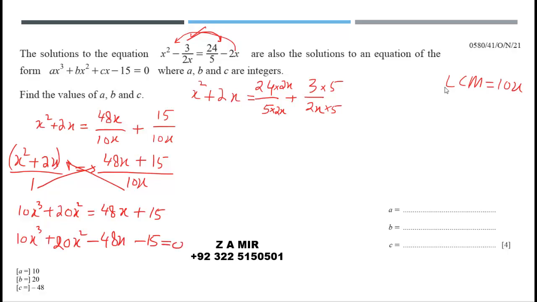Let's compare this cubic equation, this one. Ax cube, it is 10x cube, so A is 10. Bx square, 20x square, B is 20. Cx, minus 48x, so C is minus 48.